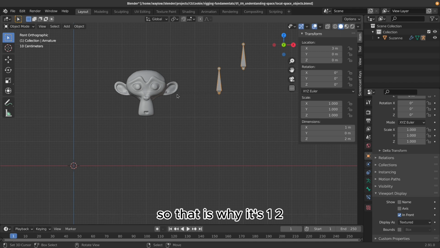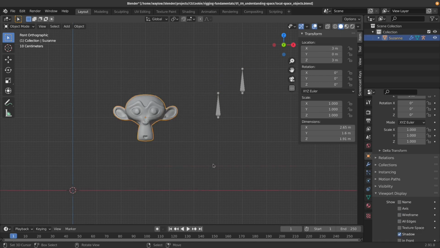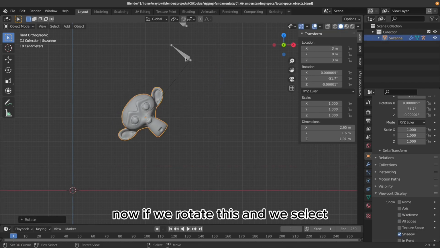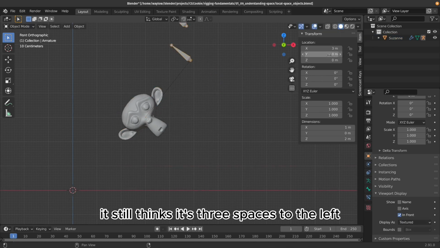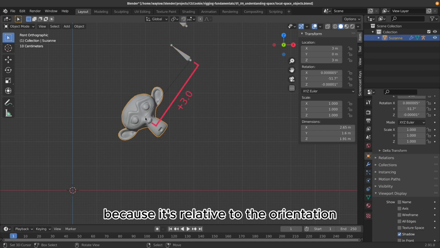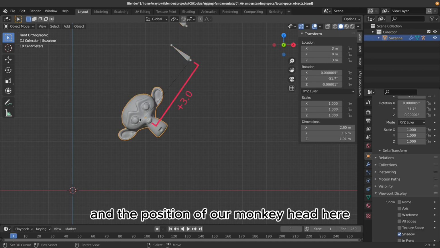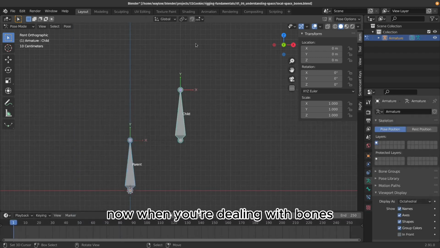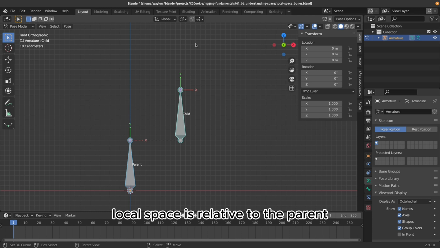So that is why it's 1, 2, 3 spaces in the positive x. Now if we rotate this and we select, it still thinks it's 3 spaces to the left because it's relative to the orientation and the position of our monkey head here. Now when you're dealing with bones, local space is relative to the parent.